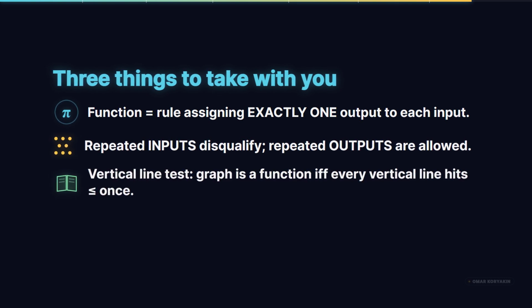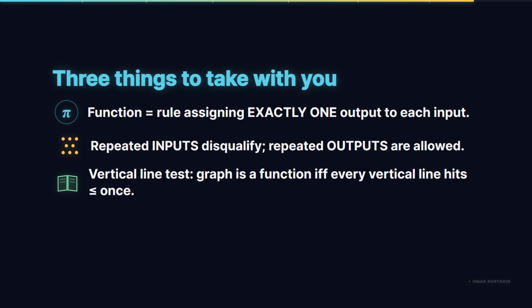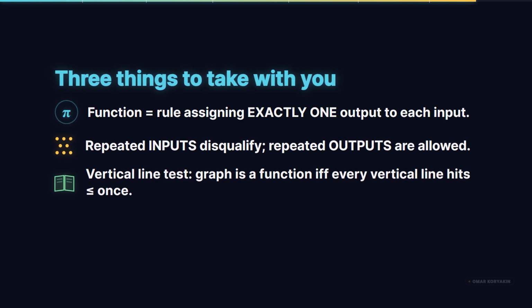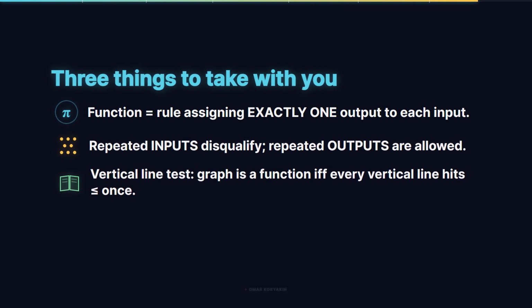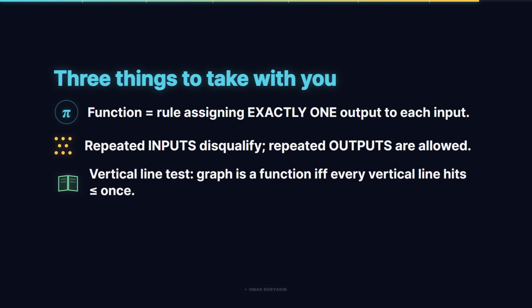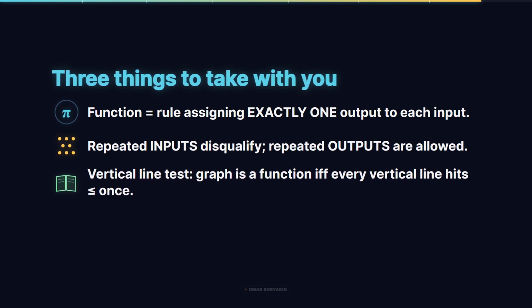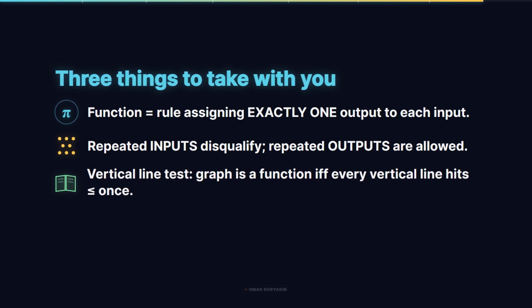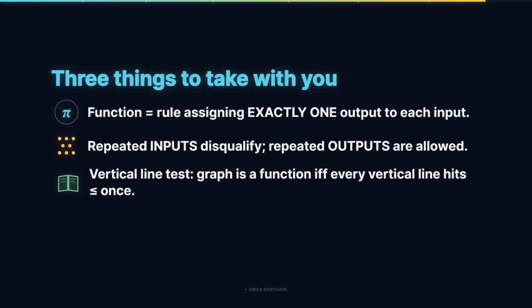Third, to check whether a graph represents a function, apply the vertical line test. The graph is a function if and only if every vertical line drawn through the plane intersects the graph at most once. If any vertical line hits the graph two or more times, the relation has multiple outputs at the corresponding input and is not a function. Common examples: lines that are not vertical pass the test, parabolas opening up or down pass, sideways parabolas and circles fail.